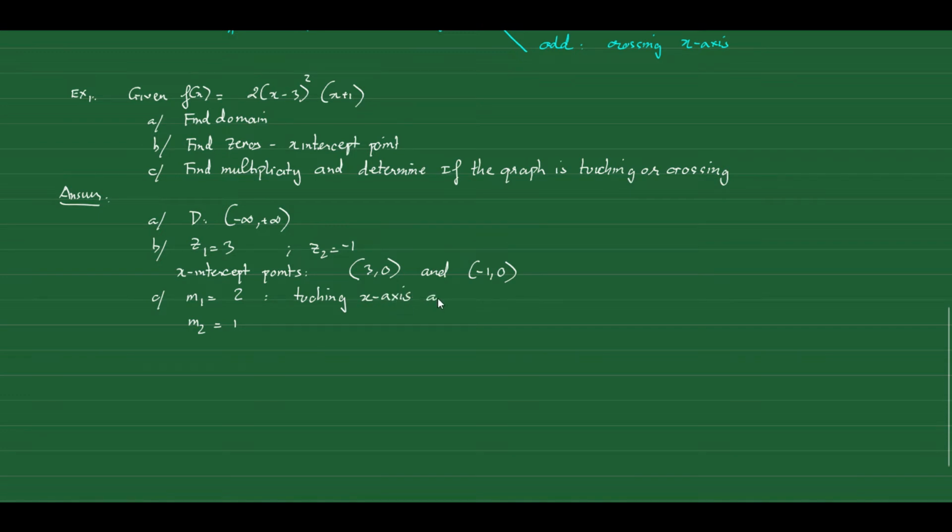Okay, at where? At x equal 3. And this will be crossing the x-axis. At where? At x equal -1. Okay, right here, at x equal -1. Alright, and that's it. That's simple.